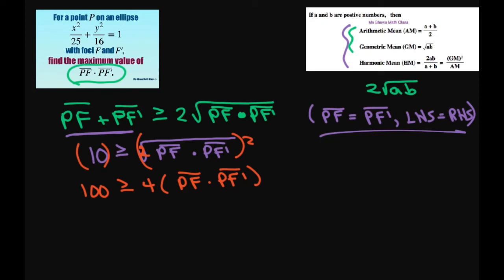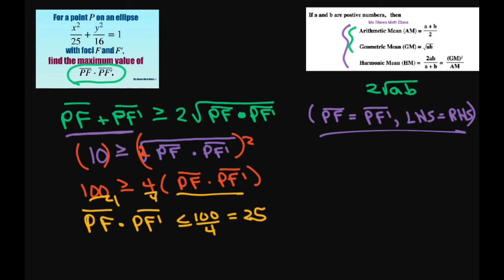All right. Now let's go ahead and divide both sides by 4. So you're going to get, I'll write this part first, PF, because that's what we're looking for, times PF prime. Those two lengths are going to be less than or equal to, dividing both sides by 4, 100 divided by 4, which equals 25. Therefore, that's your maximum value. Since it's less than or equal to, your maximum value is 25. And that's it.